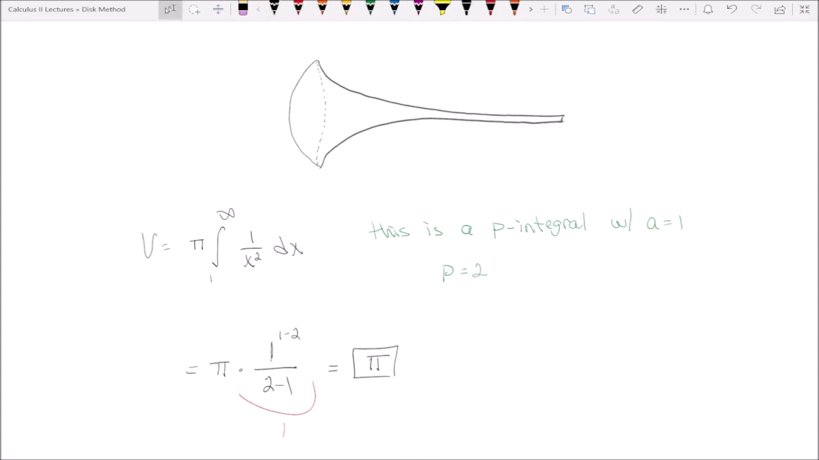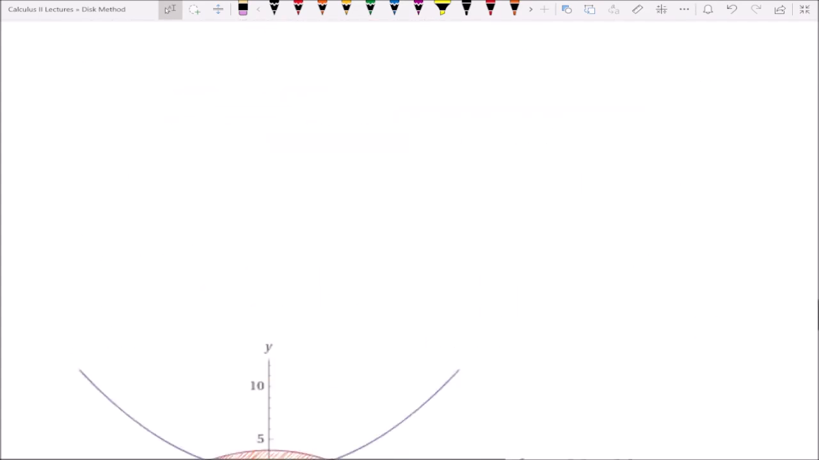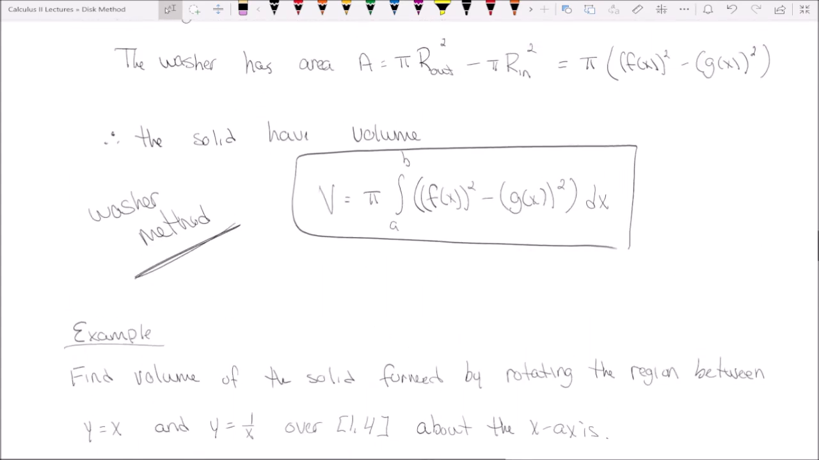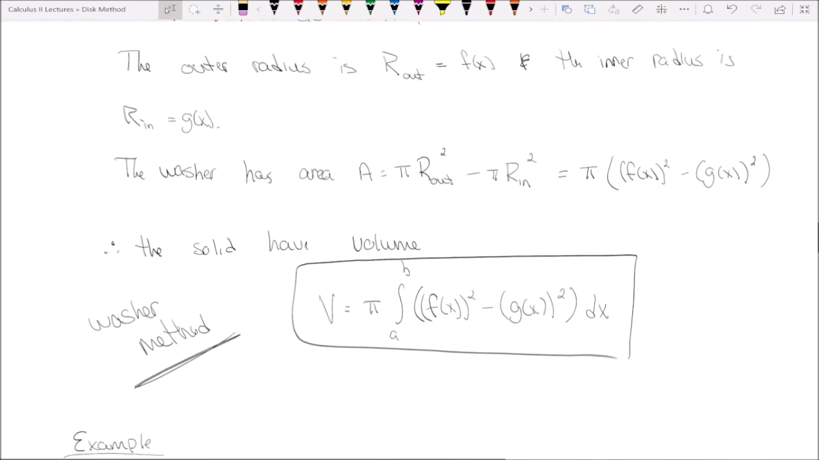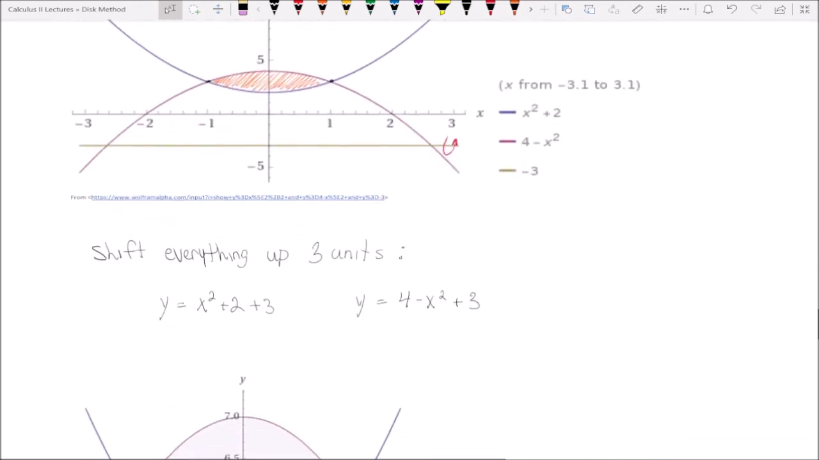So just some closing comments. The formula we derived for both the washer method and disk method is only valid if the axis of rotation is the x-axis. If your axis of rotation is a horizontal axis other than the x-axis, so it's a line y equals b, then our third example here shows you how we can fix that. We just adjust it so that our line moves up or down to be the x-axis.